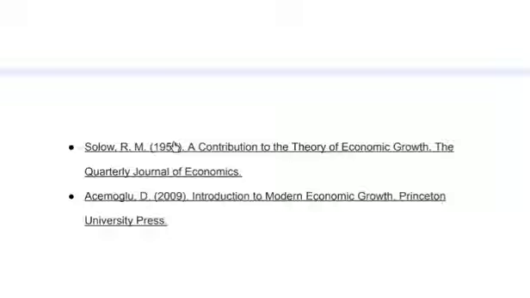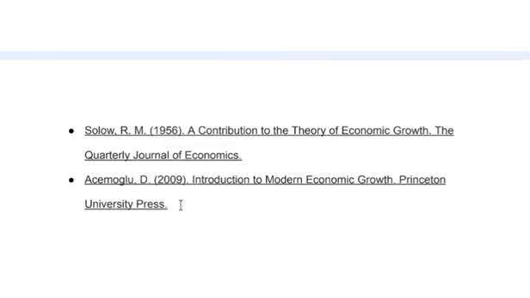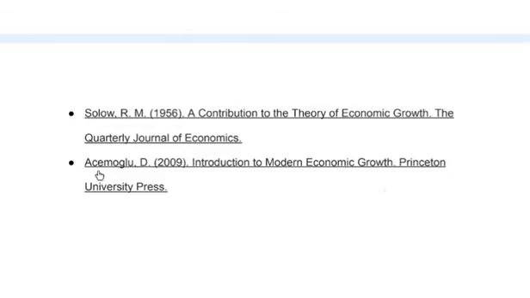Solow, R.M., 1956. A Contribution to the Theory of Economic Growth. The Quarterly Journal of Economics. Acemoglu, D., 2009. Introduction to Modern Economic Growth. Princeton University Press.